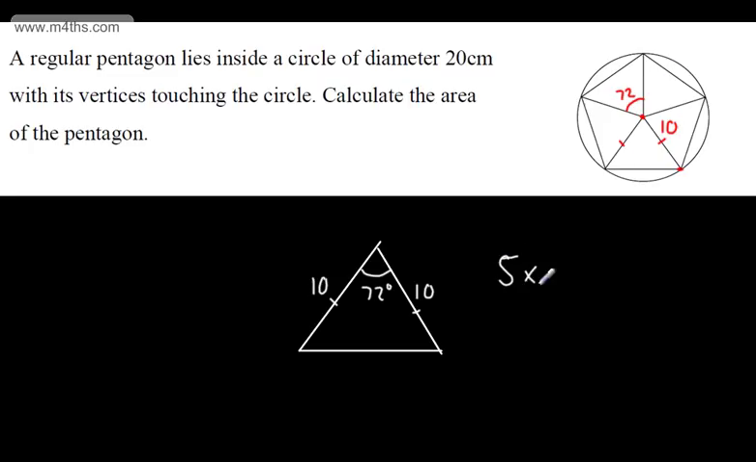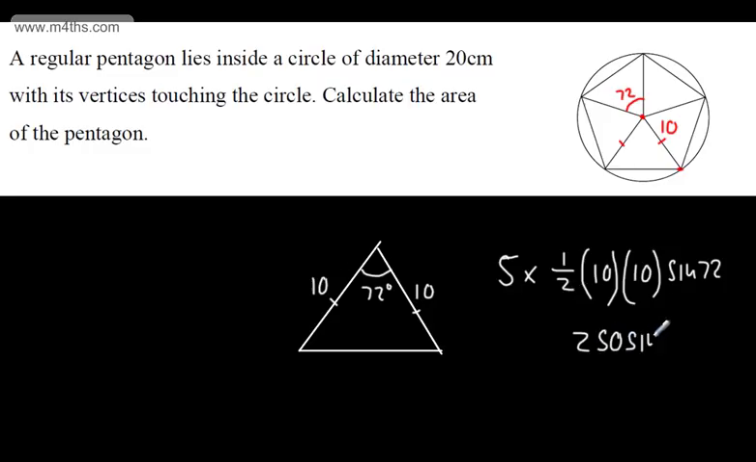So it's going to be 5 multiplied by 1/2, a, which is 10, b, which is 10, and of course you can put 10 squared, multiplied now by the sine of 72 degrees. So if we look at this, that is going to give me 100 over 2, which is going to give me 50, 5 times by 50, 250 sine of 72 degrees. So that is going to give us the area of the pentagon, and we can put this in.